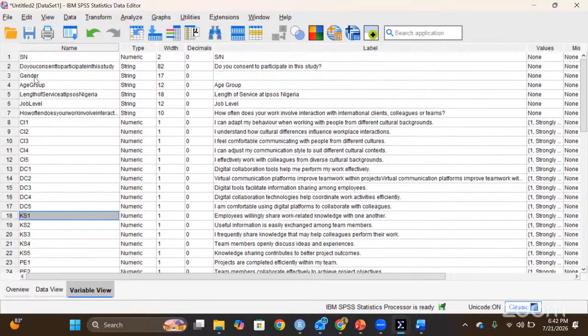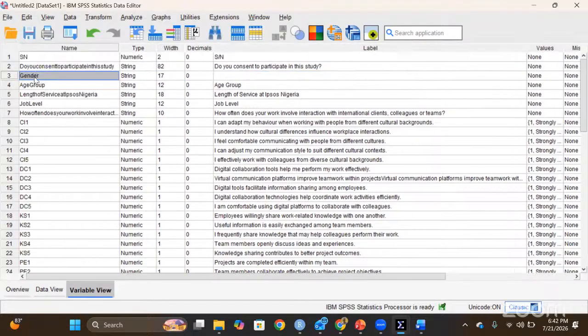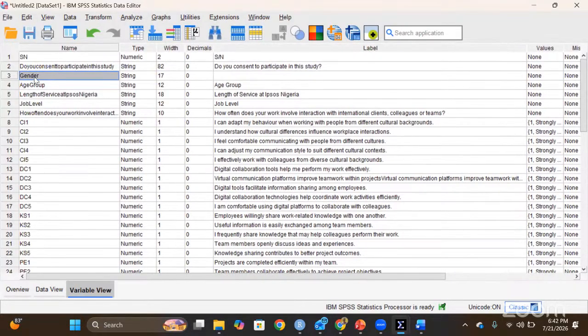I thought someone would ask me a question: when we say gender, why didn't we put values under gender? Do you guys know the answer? Why didn't we put 1 male, 2 female under gender? Nobody has that question in mind? Okay, so why? Because it's categorical. We are not measuring it.